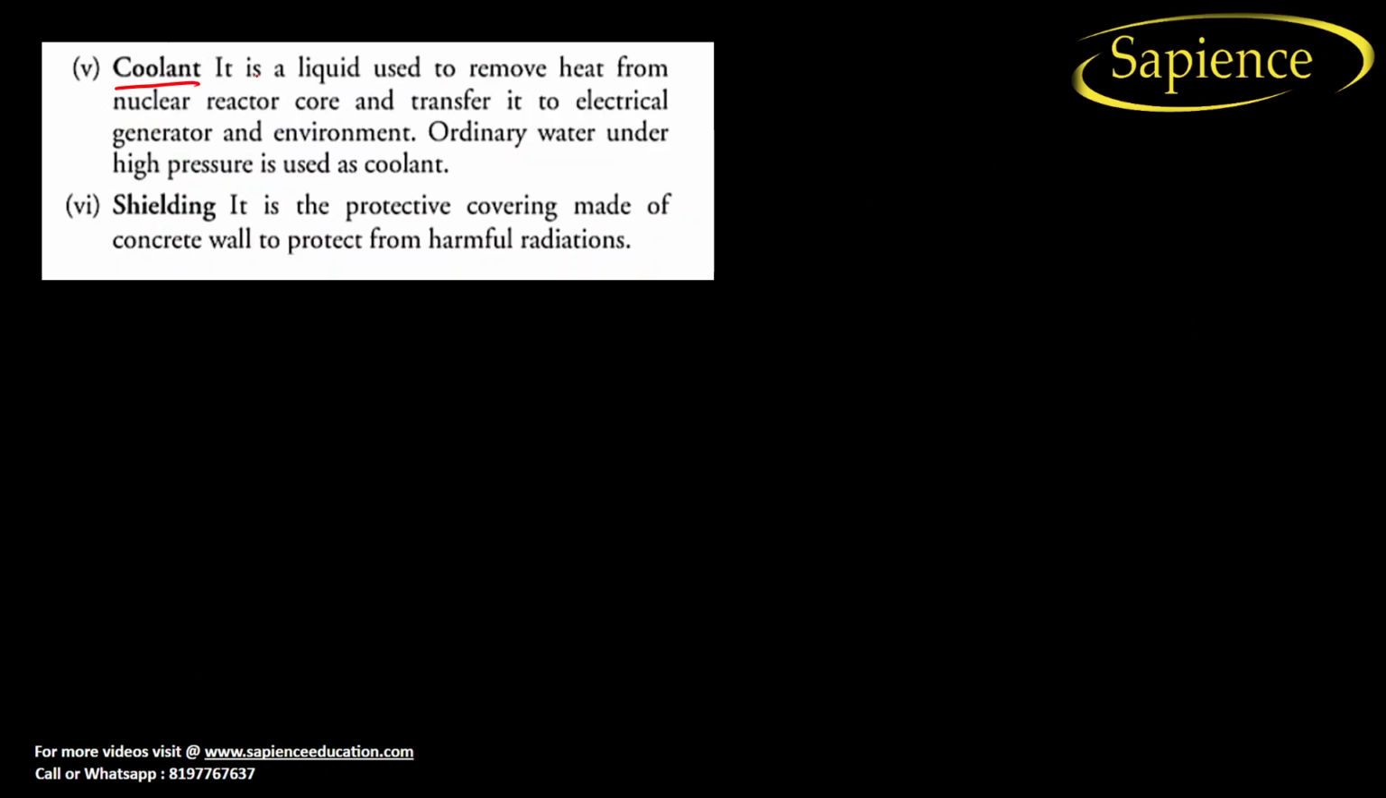Now the coolant. Coolant is a liquid used to remove heat from the nuclear reactor. You know that this is a nuclear reactor, so a lot of heat will be produced. Now how will you use the heat? So just put a coolant.